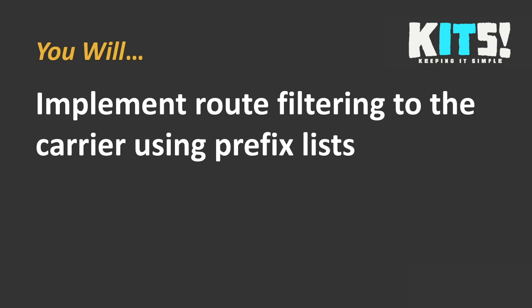You have now seen the implementation of route filtering to the carrier using prefix lists and, as a bonus, route filtering into the BGP process using a route map to clean up and only have the things in the BGP table that you want to be in.